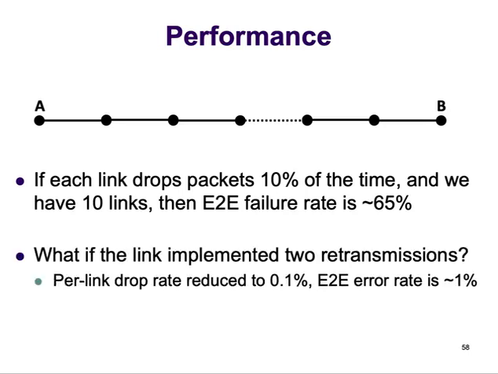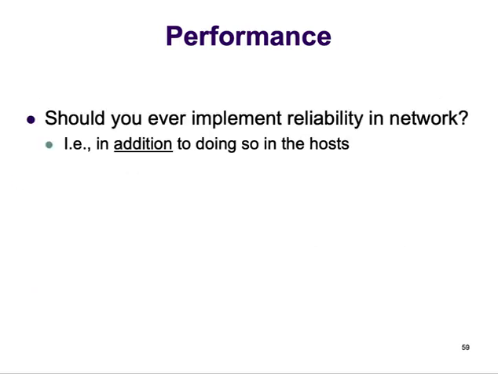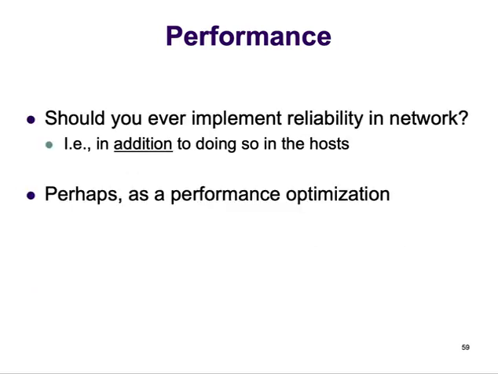Instead, if every link is going to resend the packet twice, a very simple reliability technique, my per-link probability of an error drops really low, and my end-to-end reliability goes up really high, much higher. So it's much better. In this case, the answer to the question is, yes, sometimes you do want to put reliability into the network. The reason we're doing it, though, is as a performance optimization, not for correctness.